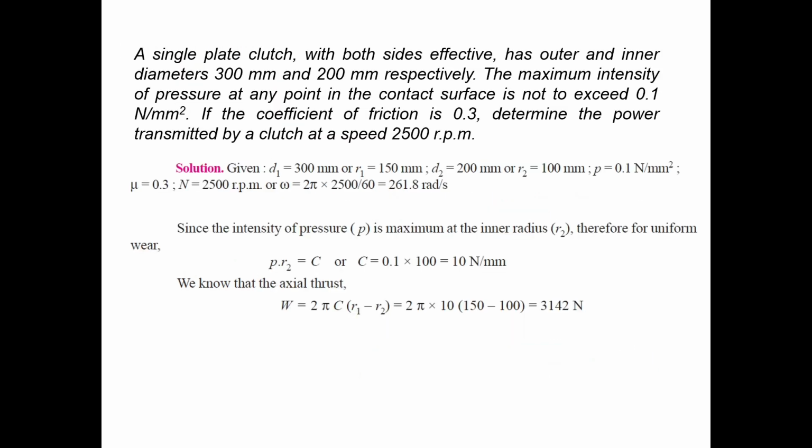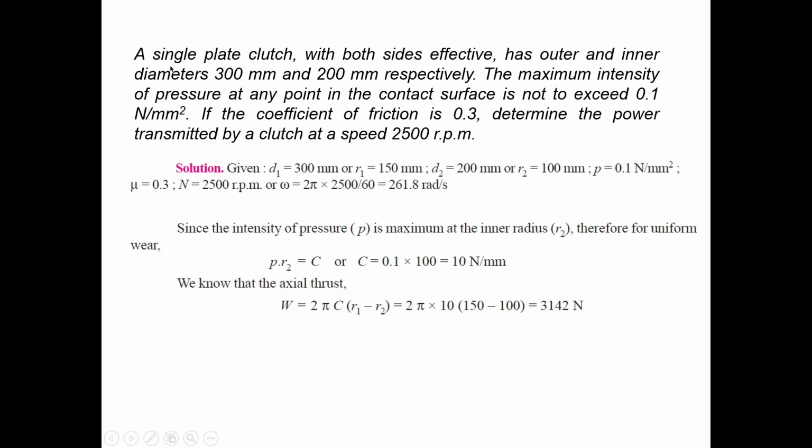Next, this is the second problem. A single plate clutch with both sides effective has outer and inner diameters 300 mm and 200 mm respectively. The maximum intensity of pressure at any point in the contact surface is not to exceed 0.1 Newton per mm square. If the coefficient of friction is 0.3, determine the power transmitted by a clutch at a speed of 2500 rpm. Now we have to understand the question.